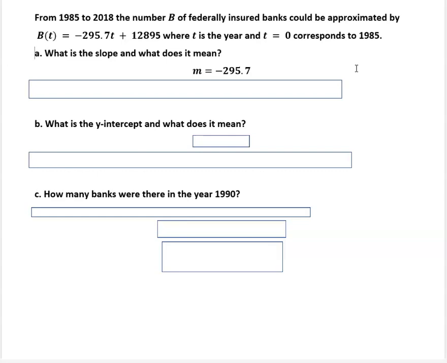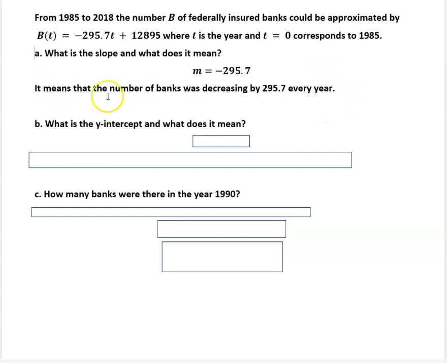And then what does it mean? Well, because we see a negative, we would expect that the number of federally insured banks is going down, and so it means that we are seeing a decrease in those. It means the number of federally insured banks was decreasing by 295.7 every year. So we're losing banks.